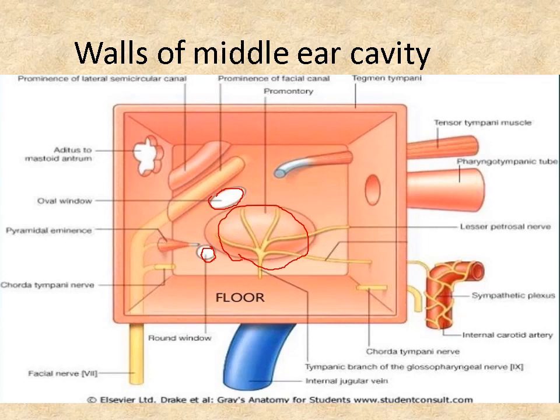Above and in front of the promontory we have a bony structure that I mentioned earlier called the processus cochleariformis. The last feature of the medial wall is the horizontal part of the facial nerve. The horizontal part of the facial nerve in its bony canal above the promontory and the oval window.